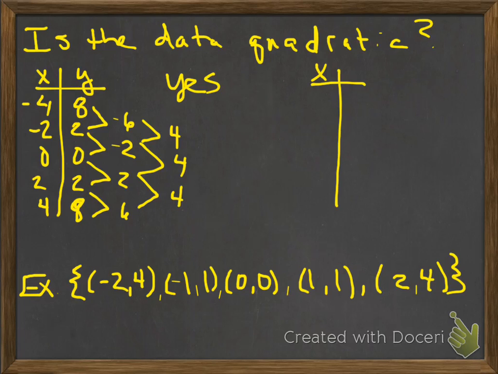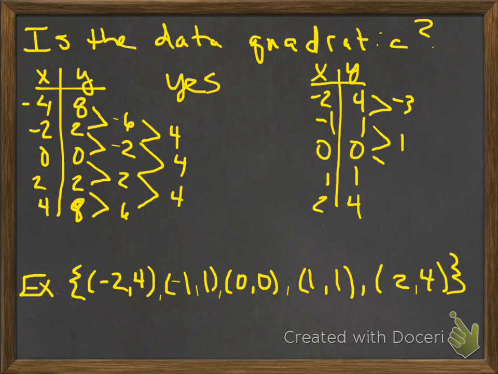For the other one, that's a set of points, I would go ahead and put it into a table, and then again, look at the first difference, and then get the second difference, and they're all 2, so yes, that's a quadratic function also. So hopefully, if you have any questions on that, you need to make sure you ask.